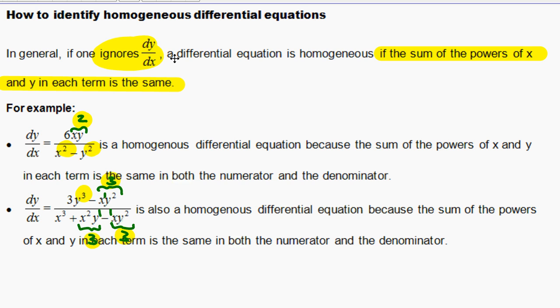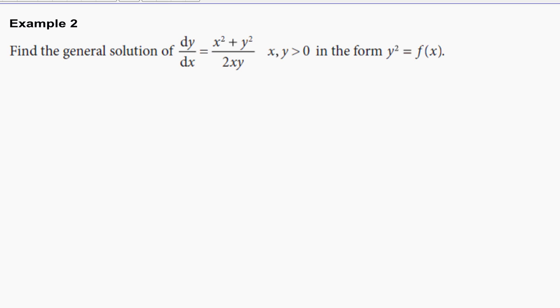Now, we are required here to find a general solution of this differential equation. So remember what I said initially? The first step is you multiply both the numerator and denominator by 1 over x to the power n, where n is the sum of the powers of x and y in each term. So multiply.